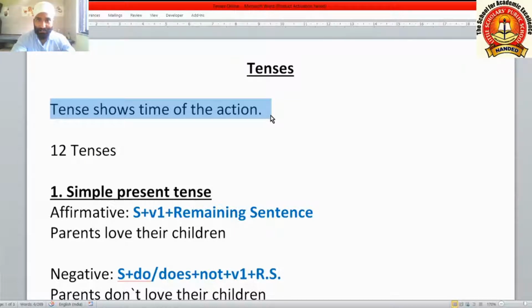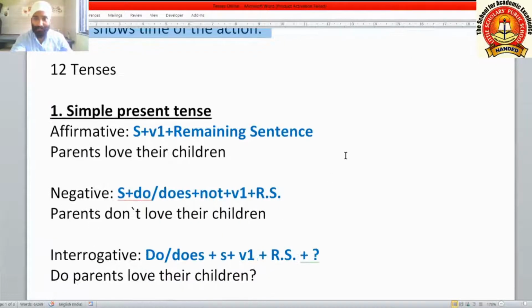Here we will see the first four types of present tense. Let us first see simple present tense. What is the formula for simple present tense? Subject plus verb with the first form plus remaining sentence. In the remaining sentence, any object can come or any complement can come. So here we are considering the remaining sentence. Let us see the example.